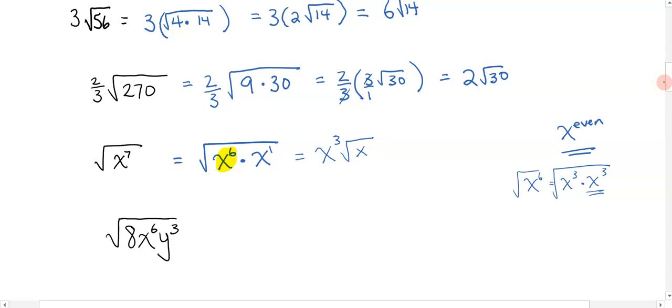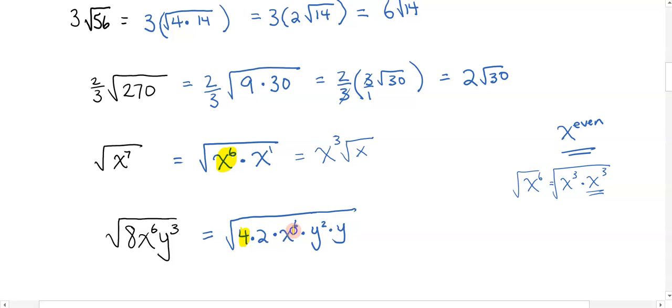I could mix numbers with variables, right? So you just do them separately. You do the 8, then you do the x to the 6th, then you do y to the 3. 8, which is 4 times 2, right? x to the 6th is a perfect square, so I just leave it. y cubed is not, so I have to break it down into y squared times y. Right, that's y to the power of 3.